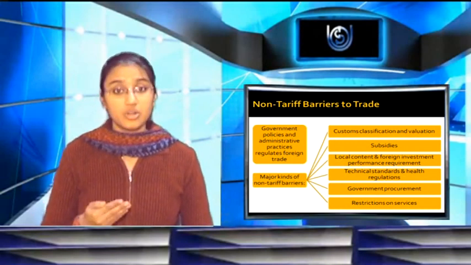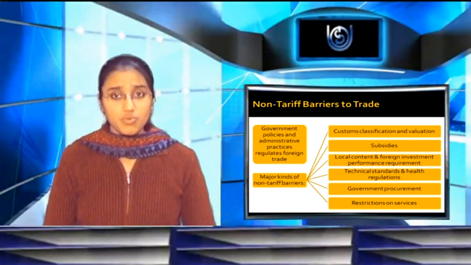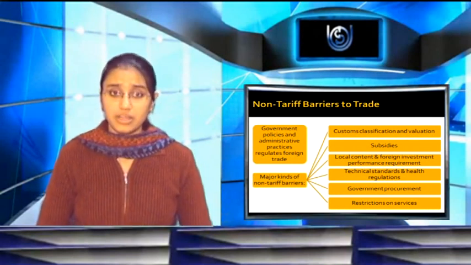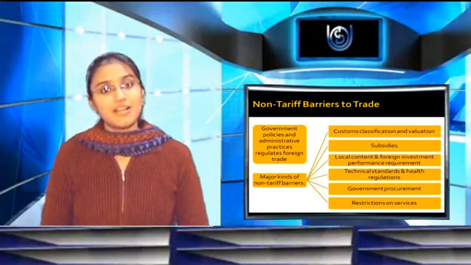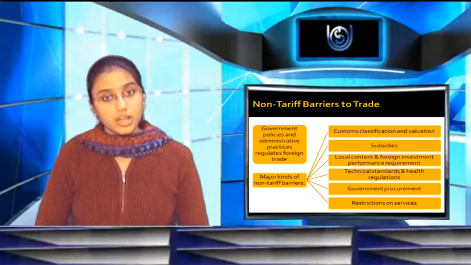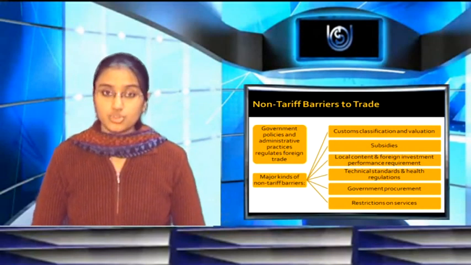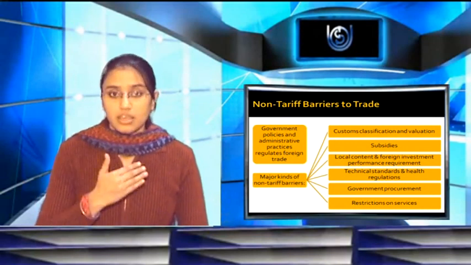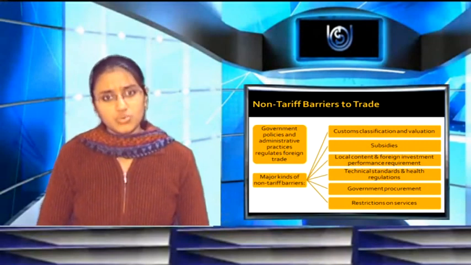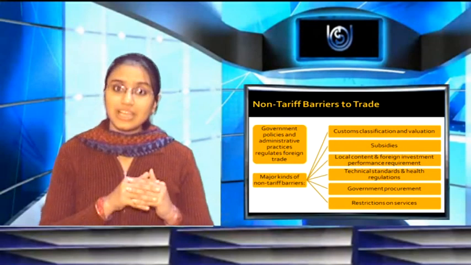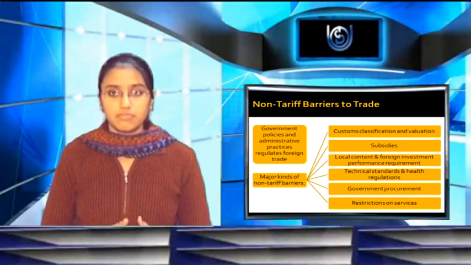The third one is the local content and foreign investment performance requirements. These are barriers put by the government on the importer, which lead to an increase in self-production of that particular product. That is why this kind of barrier is used, to give preference and increase import substitution and support the internal producers of that particular good. So that comes into this barrier.